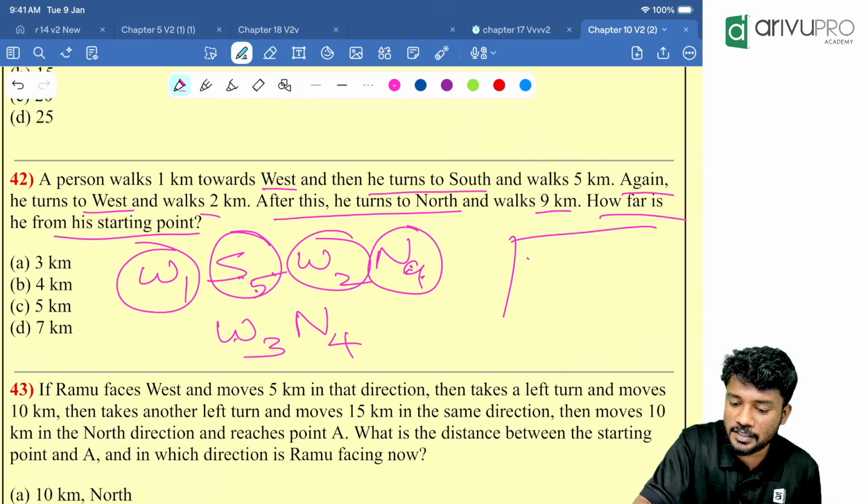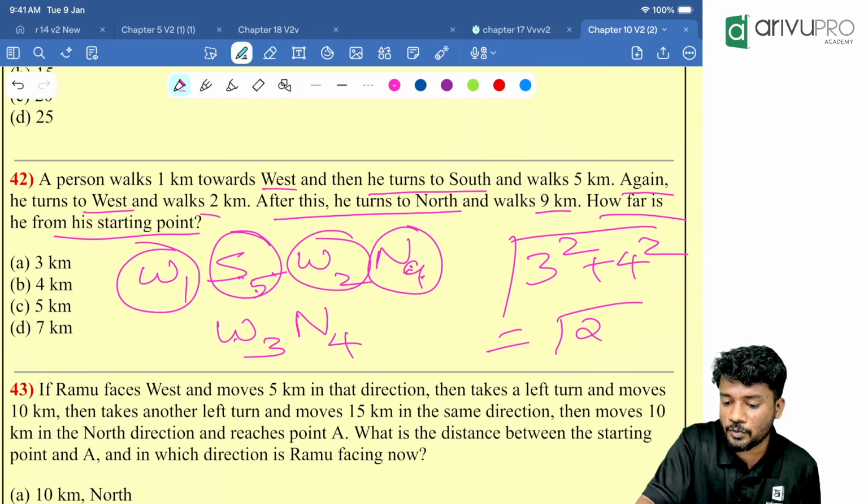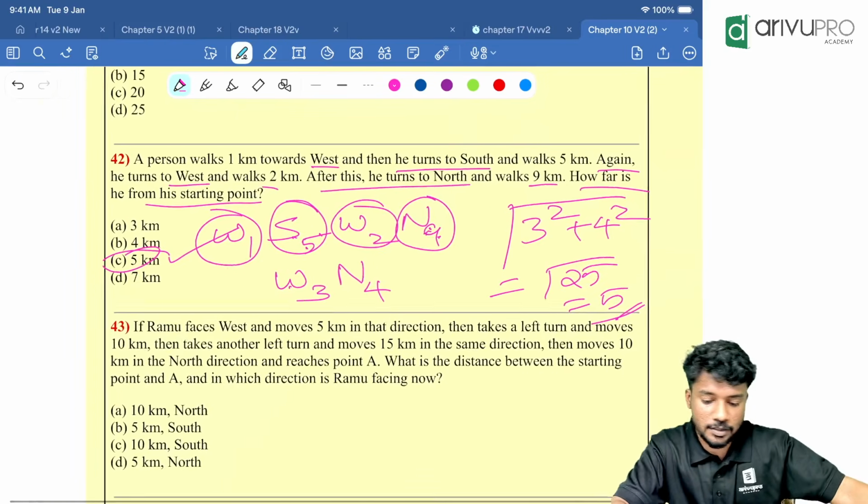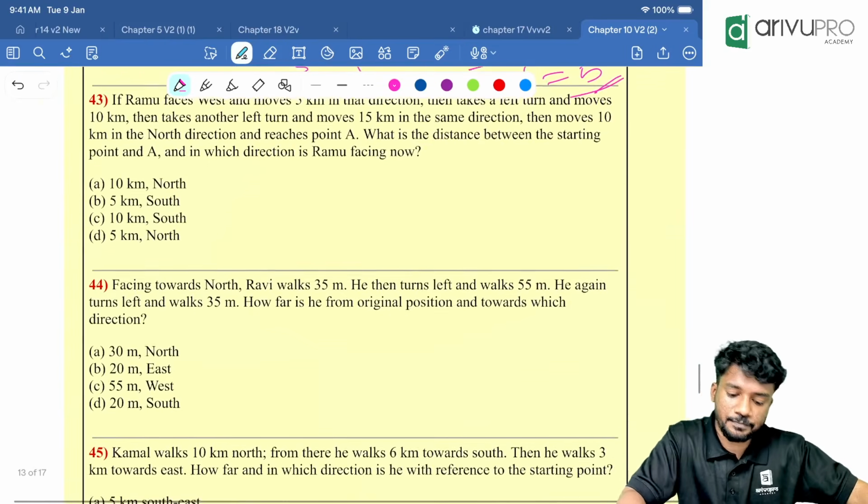How much is the distance? Root of 3 square plus 4 square. Answer is how much? Root 25. Answer is how much? 5. Option C is the answer. Next one.